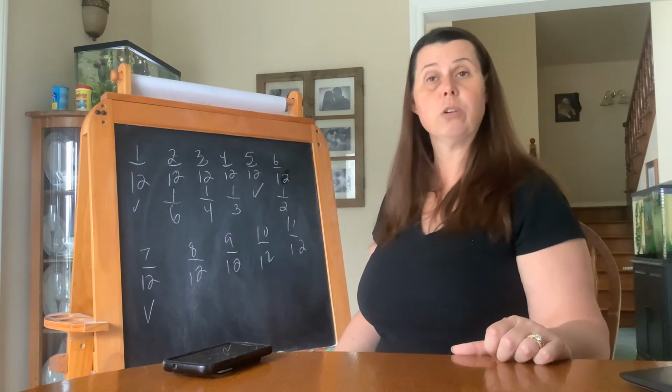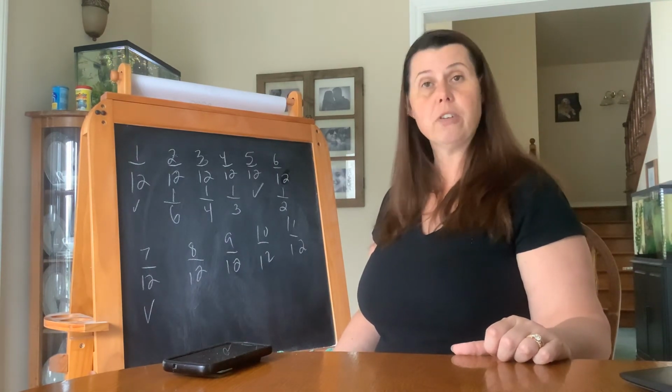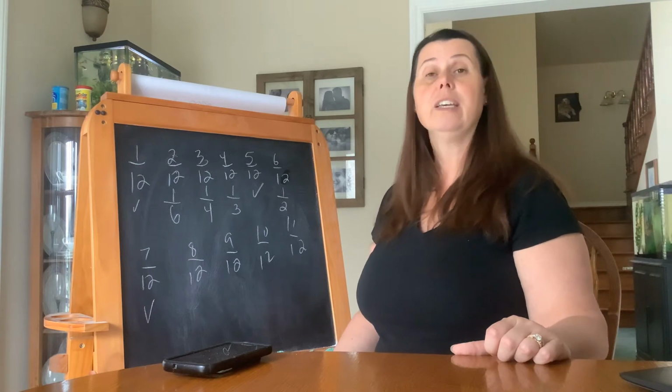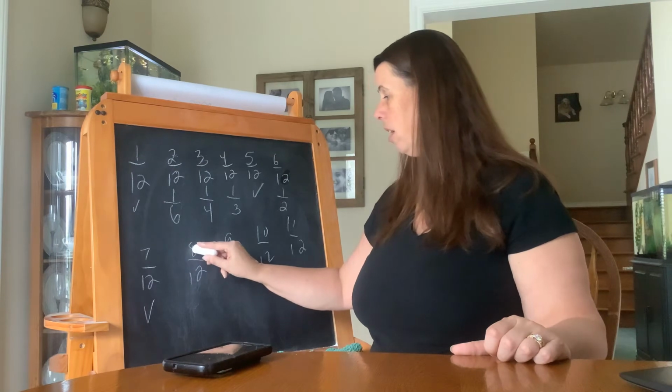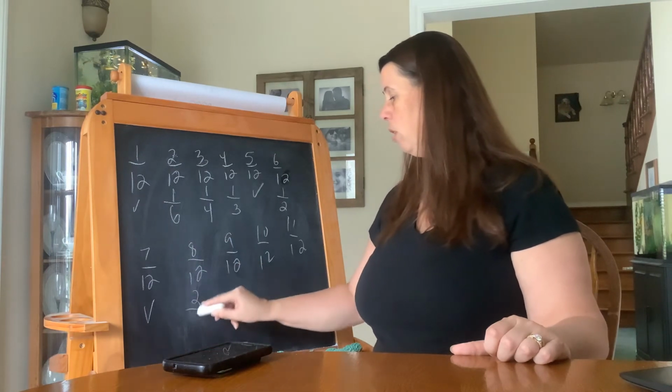8/12. Does 8 go into 12? No. Is there another number that goes into 8 and 12? Yes. 4 goes into 8 and 12. So we're going to divide them both by 4. 8 divided by 4 is 2. 12 divided by 4 is 3.